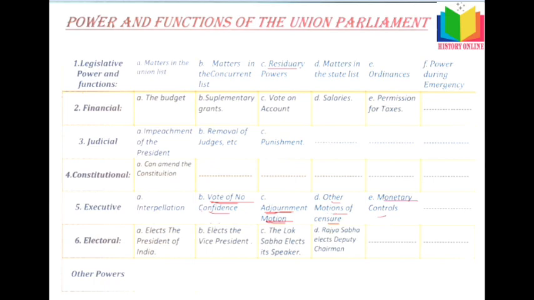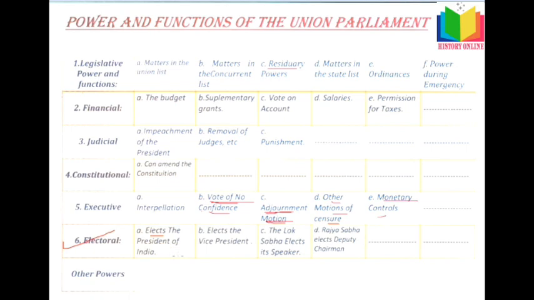Now the last is the electoral function of the Union Parliament. Firstly, it elects the president. Actually, the Indian president is elected by an electoral college, and in the electoral college the members are from both houses, Lok Sabha and Rajya Sabha, and the state legislative members. They form the electoral college and they elect the president of India.